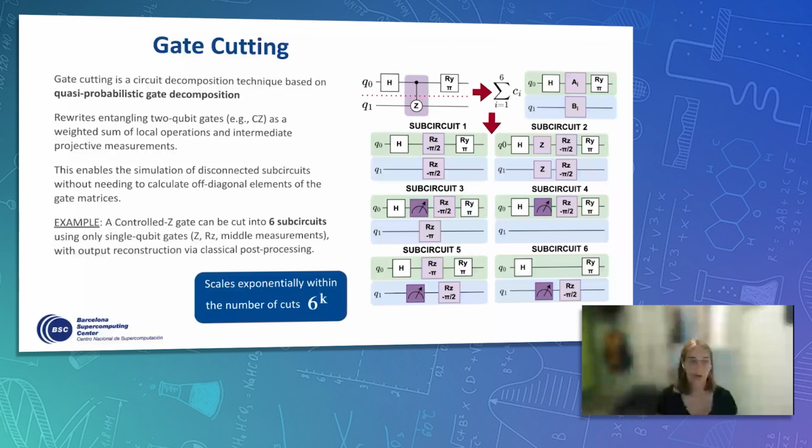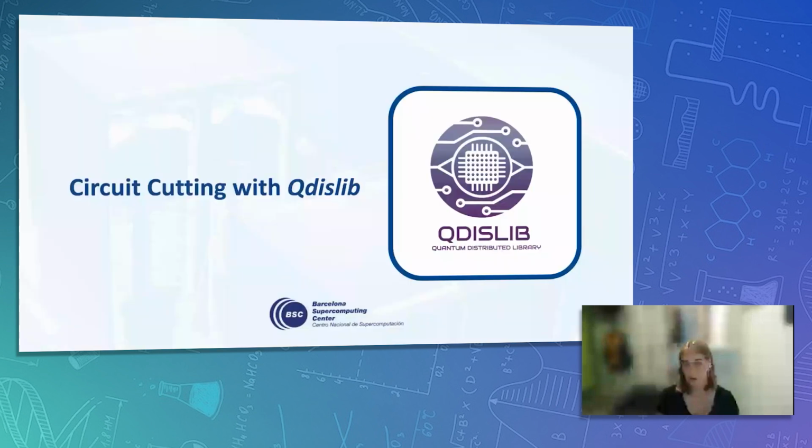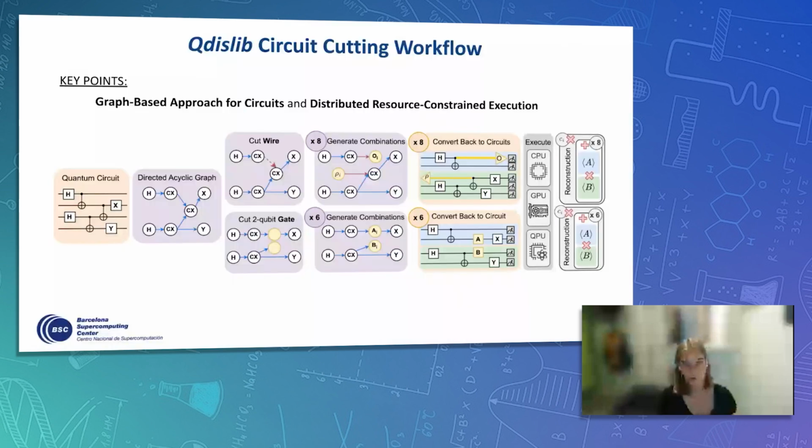So how is circuit cutting implemented in Qdislib? Basically, this is the workflow. We have two key points. The first one is the graph-based approach for circuits. When we get the quantum circuit, we convert it into a directed acyclic graph. Then we perform the wire or the gate cutting in this DAG form, generate all the combinations, and when we have all the combinations, in parallel we convert them back to circuits.